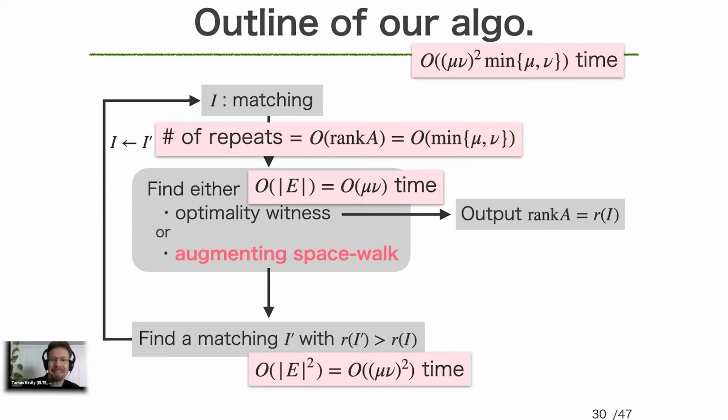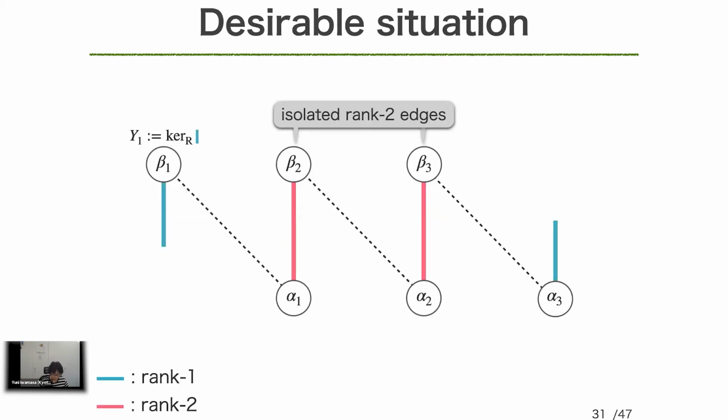Okay. Now this procedure can be done in order E squared time, where E is the number of edges of the bipartite graph. And the number of repeats is clearly bounded by the rank. So the running time of our algorithm is this. Okay, so due to time constraints, we can only give a very brief introduction of our augmenting procedure. So let me introduce it.